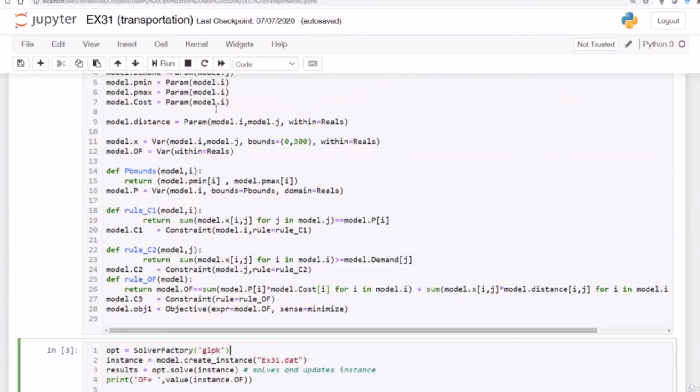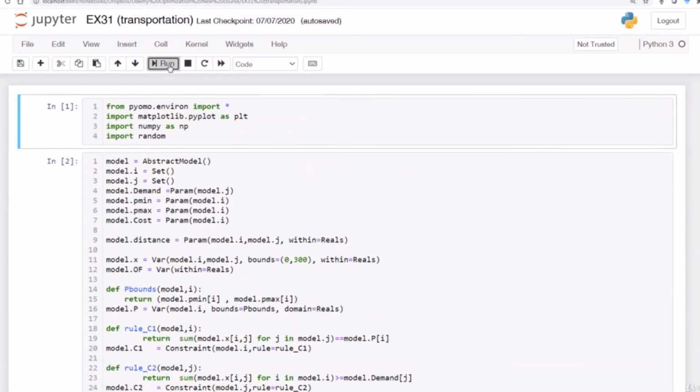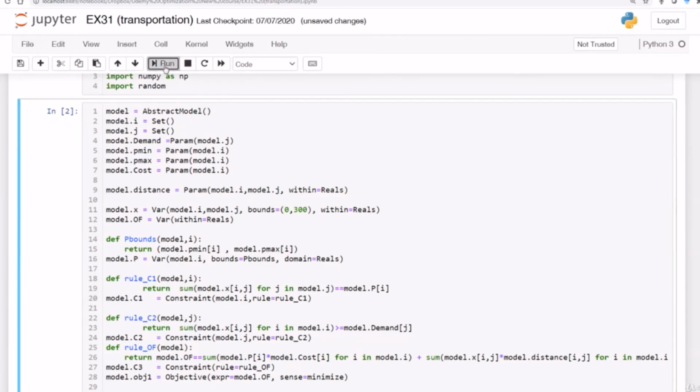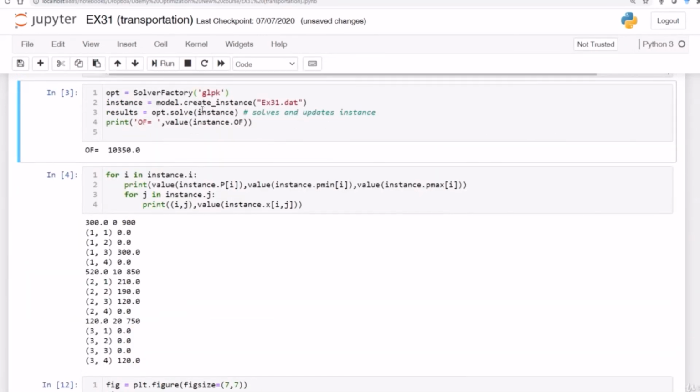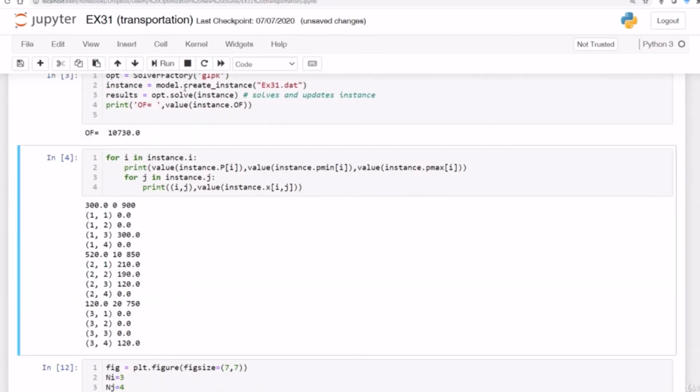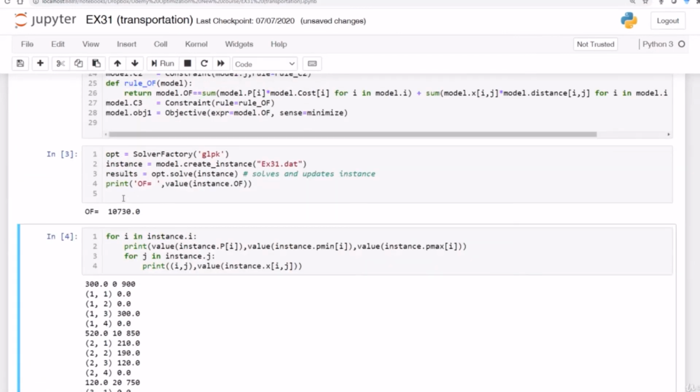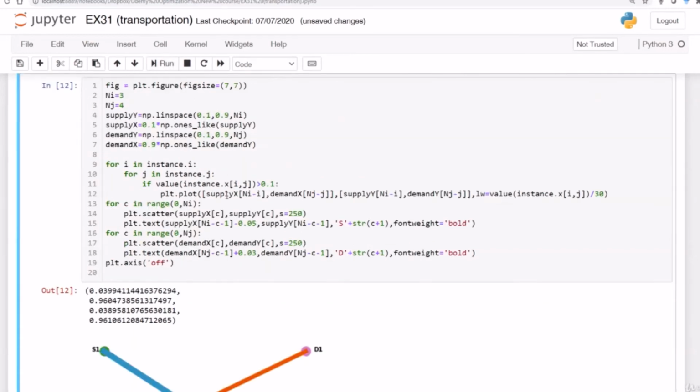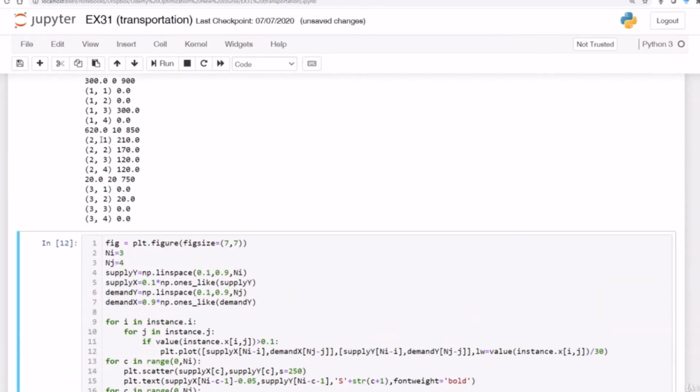And if you solve it, let me run the tabs one by one. This one is run, this one is run, and also this one is run. You can see the objective function is calculated here, and if you want to visualize the decision variables, you can do it. So I run this tab. So these are the results.